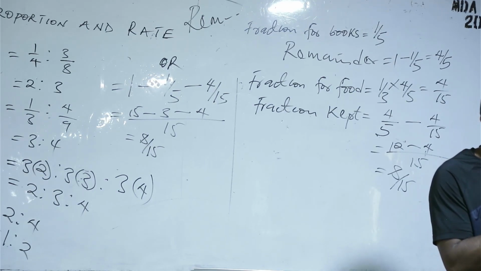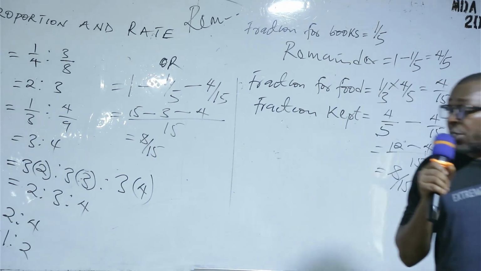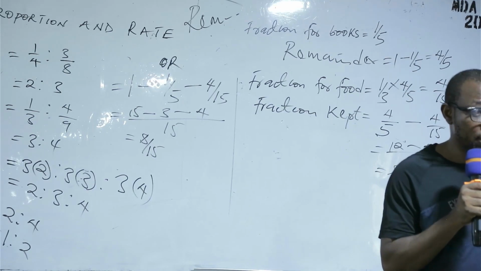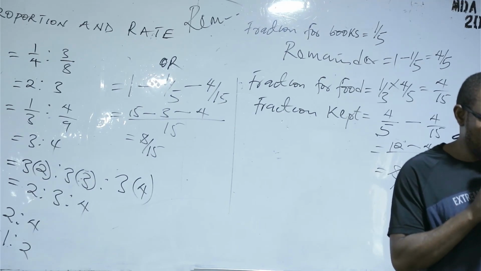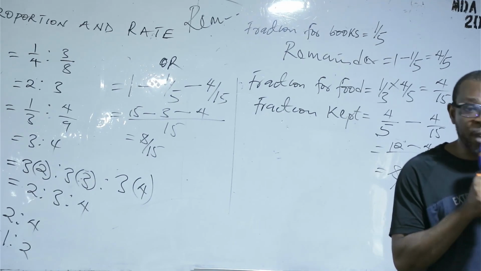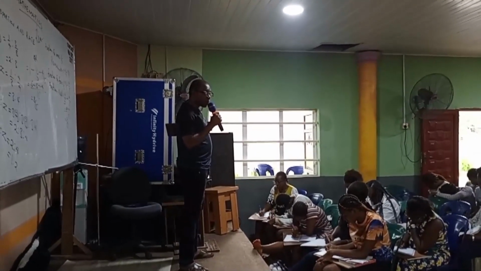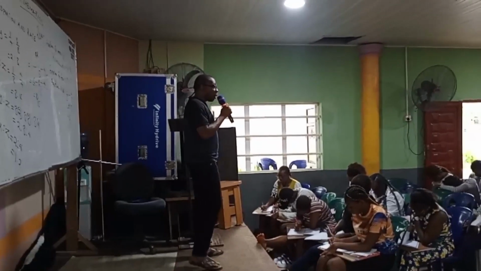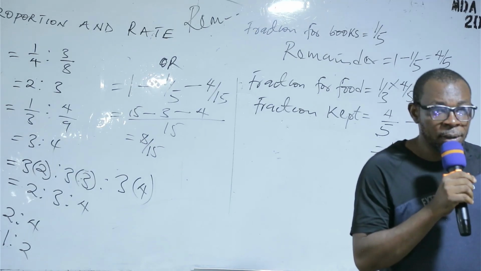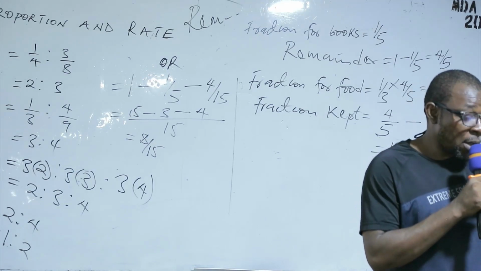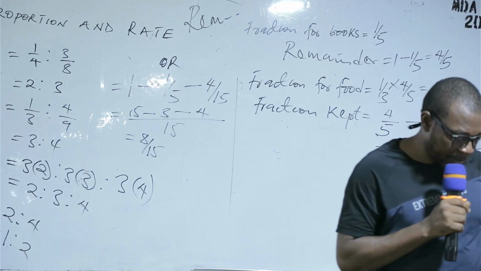And the second teacher received 2/15 of the remainder. 2/15 of the what? Of the remainder. Is it good? Full stop. What fraction did the third teacher receive?